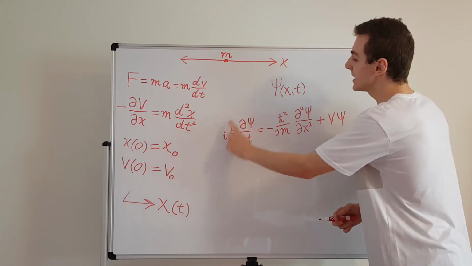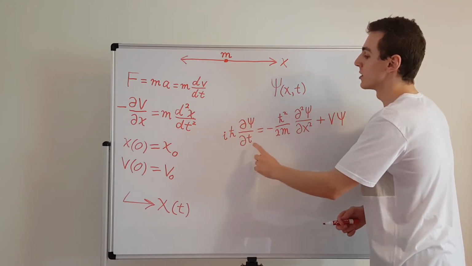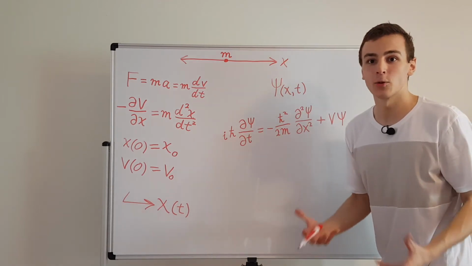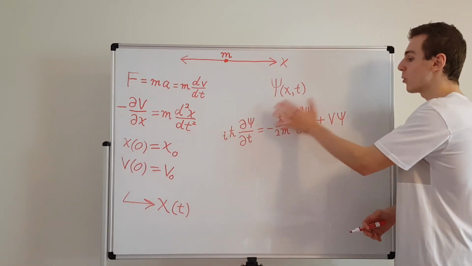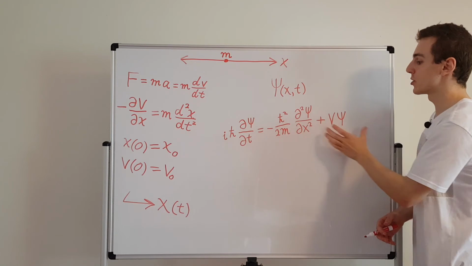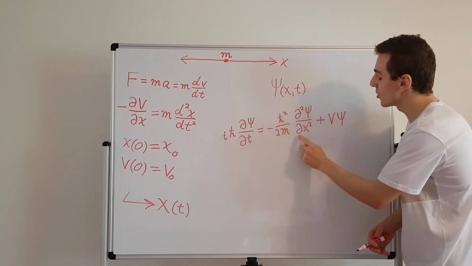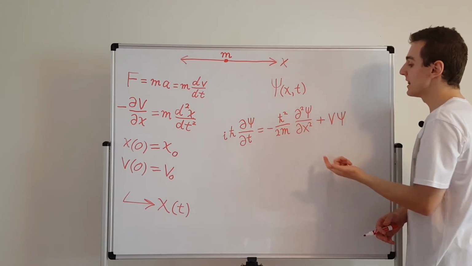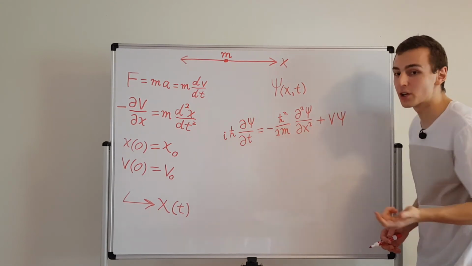And this is a lot like F equals ma in quantum mechanics. This side over here has some kind of time dependence. So this left-hand side is telling us how the wave function is changing with respect to time. And this right-hand side has two terms. There's this term that depends on a partial derivative with respect to position. And then we're just multiplying by the potential function over here.